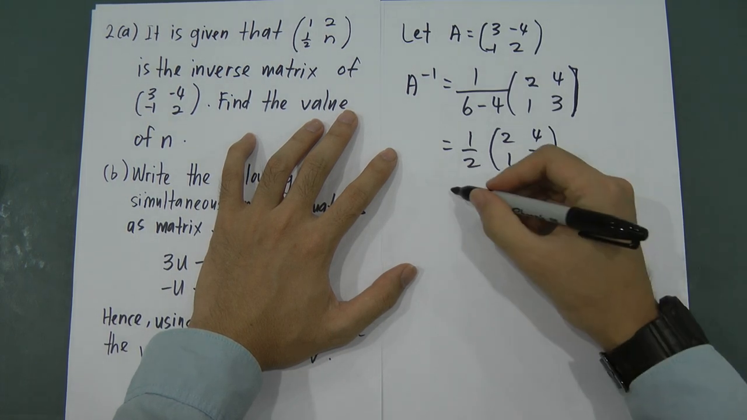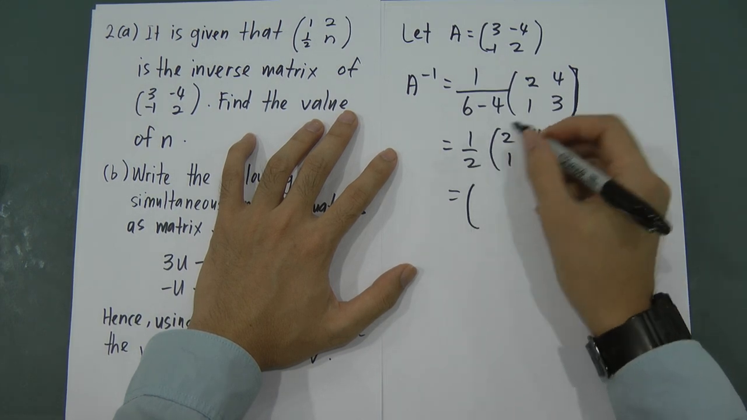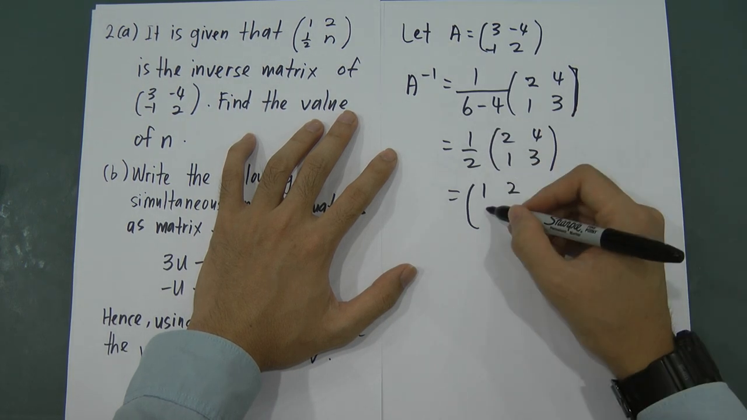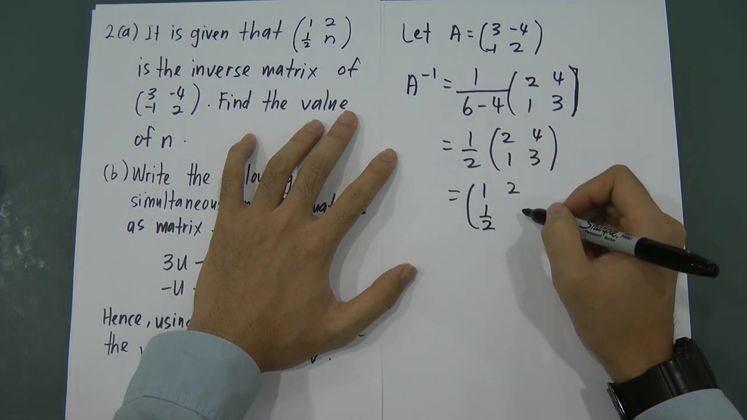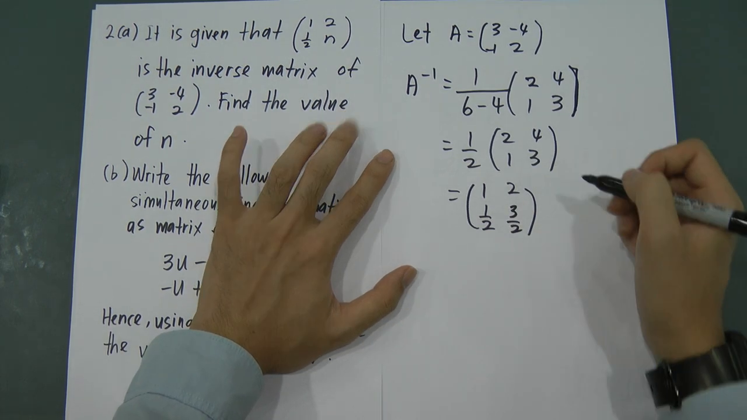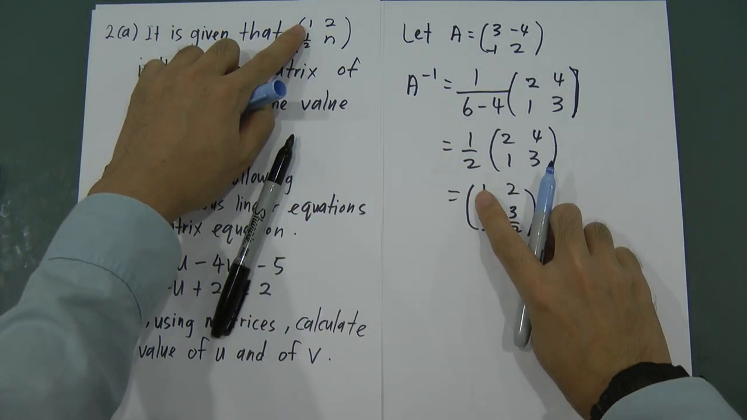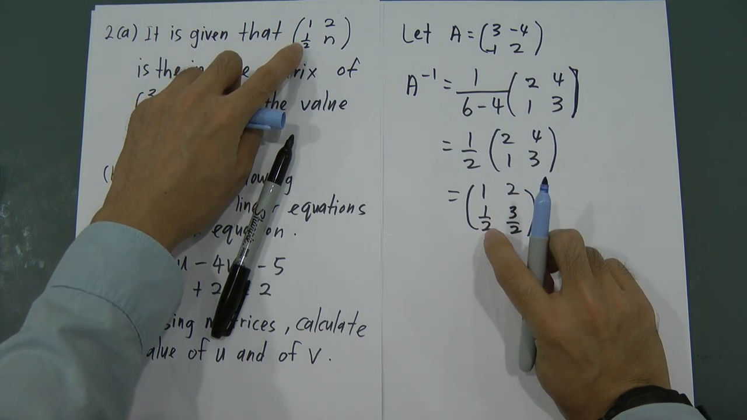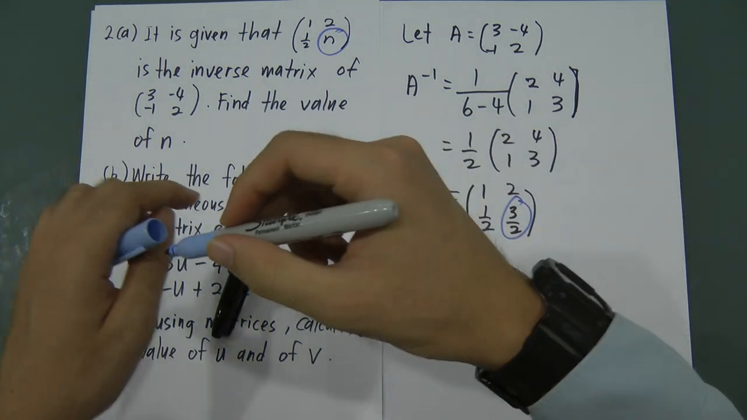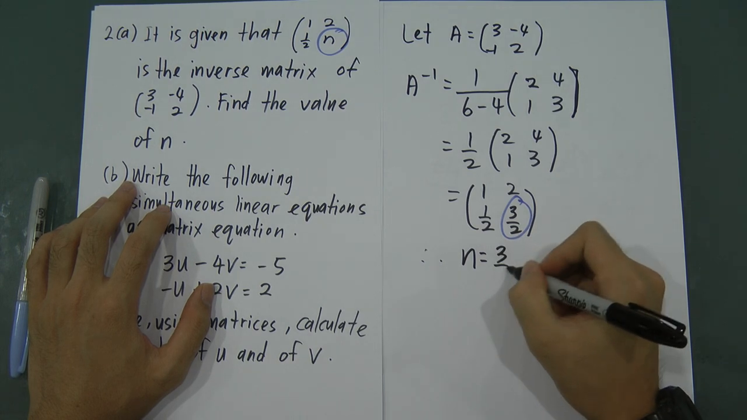So I'm going to multiply 1 over 2 to all four of these. The first one multiplied by 1 over 2, I get 1. The 4 multiplied by 1 over 2, I get 2. 1 multiplied by 1 over 2, I get 1 over 2. And 3 multiplied by 1 over 2, I get 3 over 2. Then you compare this matrix with the given matrix: 1, 2, 1 over 2. So n equals 3 over 2. Therefore n equals 3 over 2.